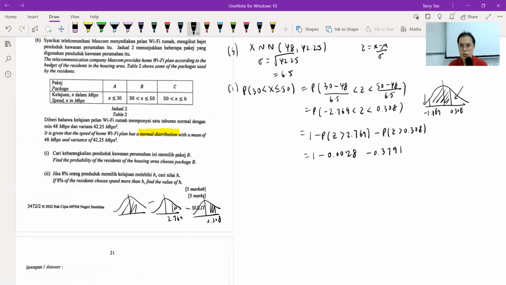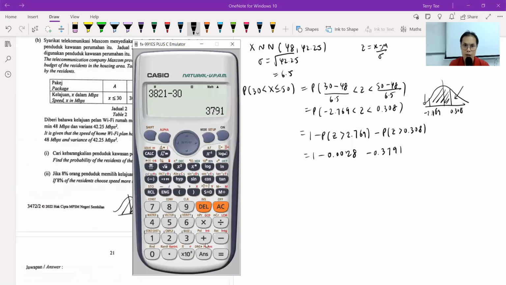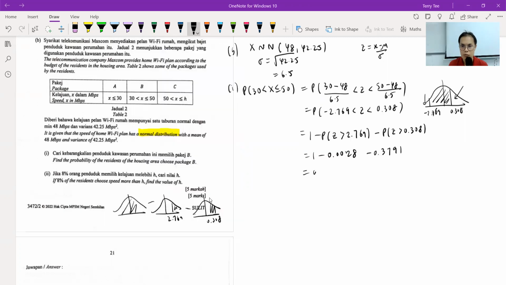0.3791. So you should get 1 minus 0.0028 minus 0.3791. You should get 0.6181. Okay, but I personally, I don't like to use the table. It's a lot longer. So you have two options.